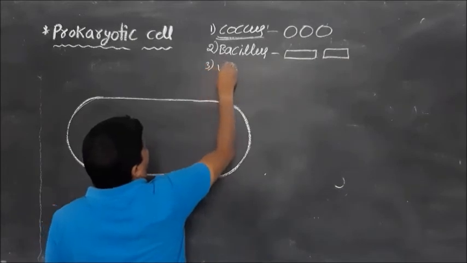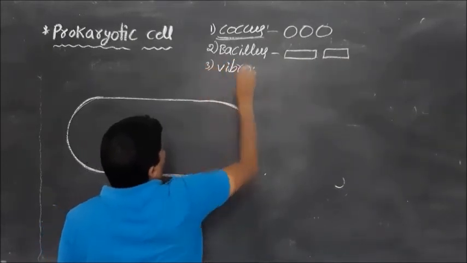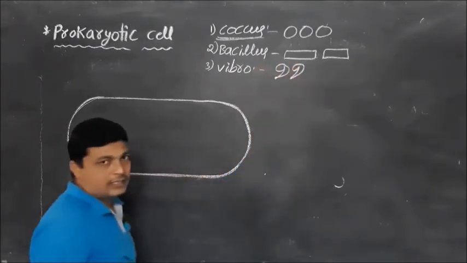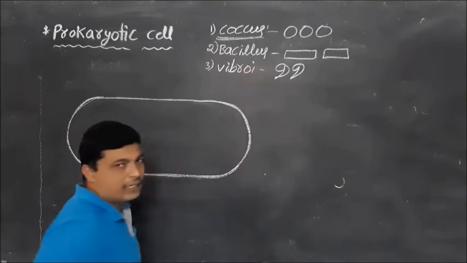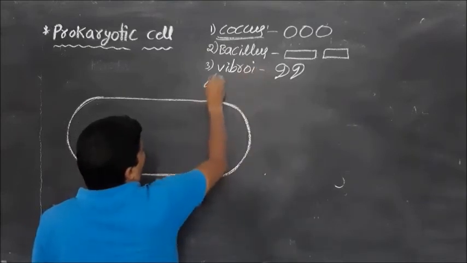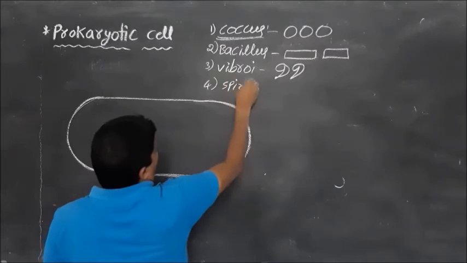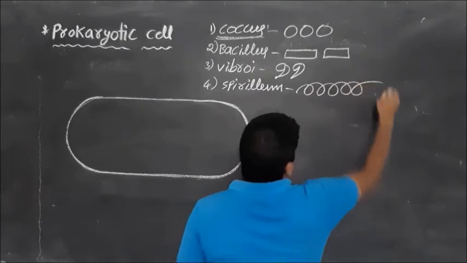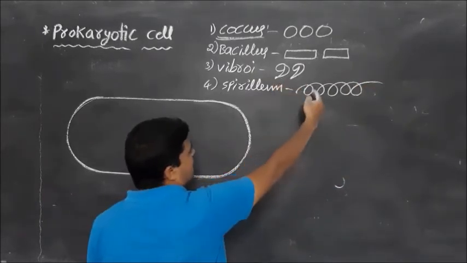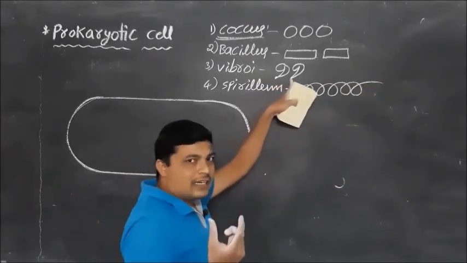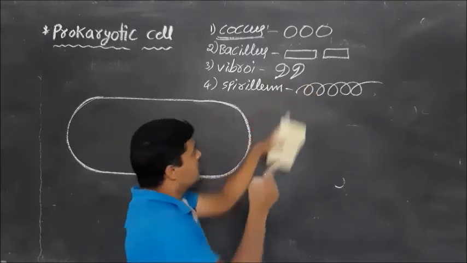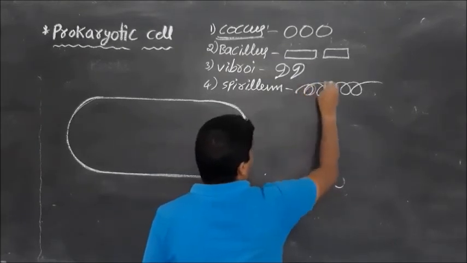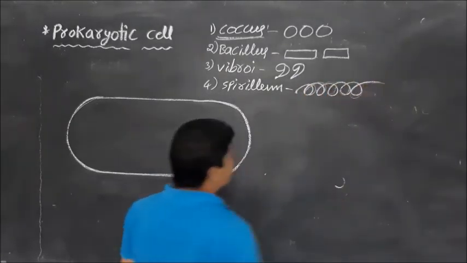And vibrio, comma shaped bacteria. Comma shaped bacteria are called vibrio. And fourth one, spirillum. Spirillum means more than one twist. What is the difference between vibrio and spirillum? Vibrio contains less than one twist. Spirillum contains more than one twist, spring type of bacteria. Spring type of bacteria are called spirillum.